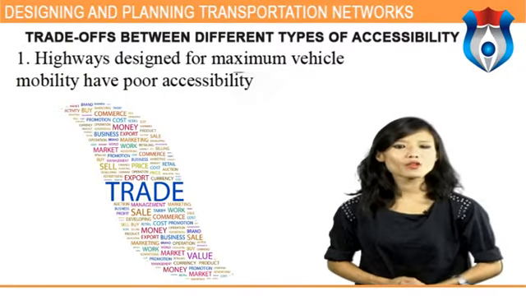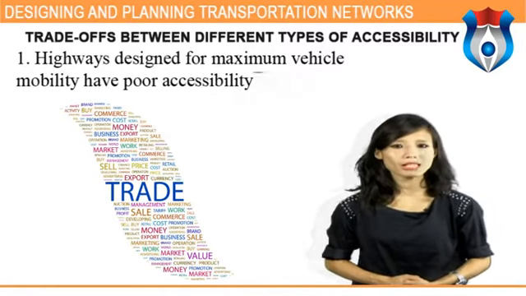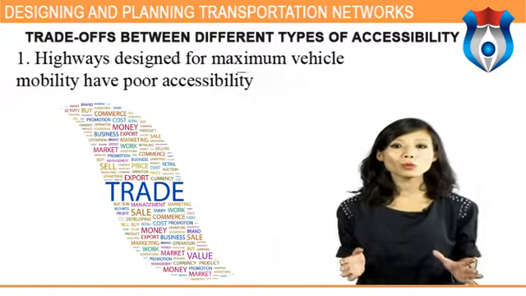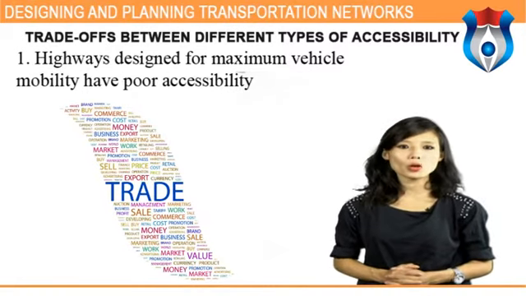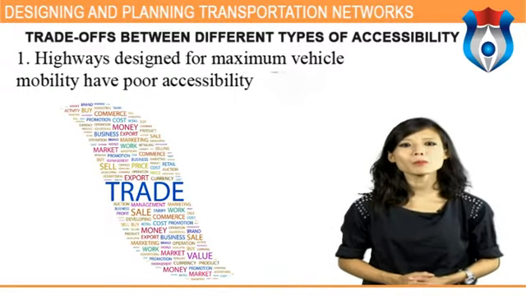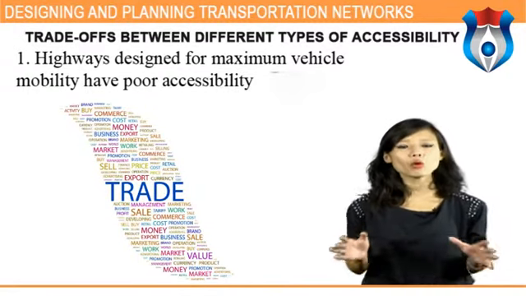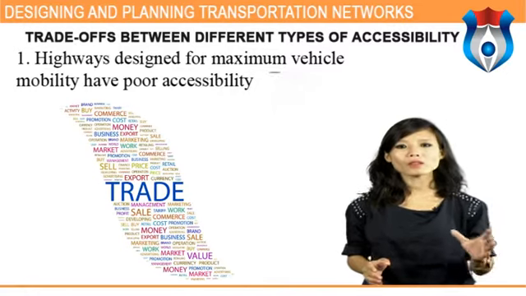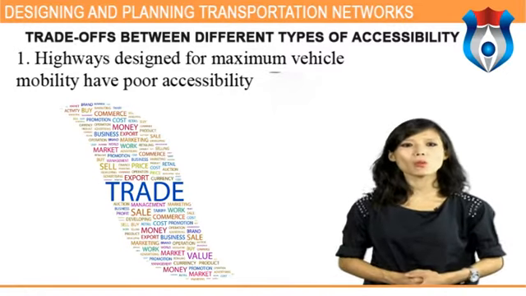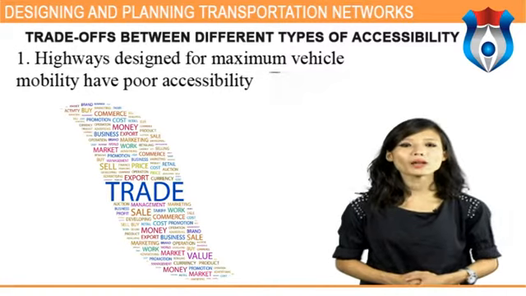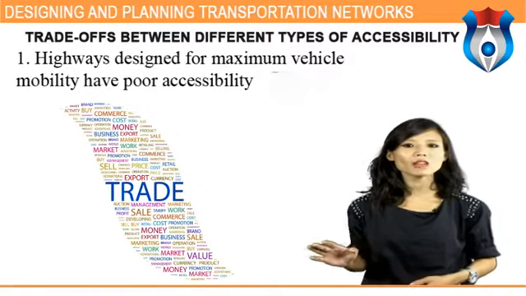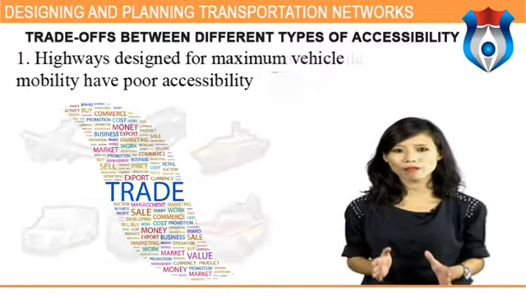There are inherent trade-offs between different forms of accessibility. This occurs because roadway design and land use patterns optimal for one mode are generally less suited for other modes. Highways designed for maximum vehicle mobility have poor accessibility, with few off-ramps, driveways or cross streets, while roads designed for maximum accessibility, with many driveways and intersections, cannot safely accommodate higher speed traffic.